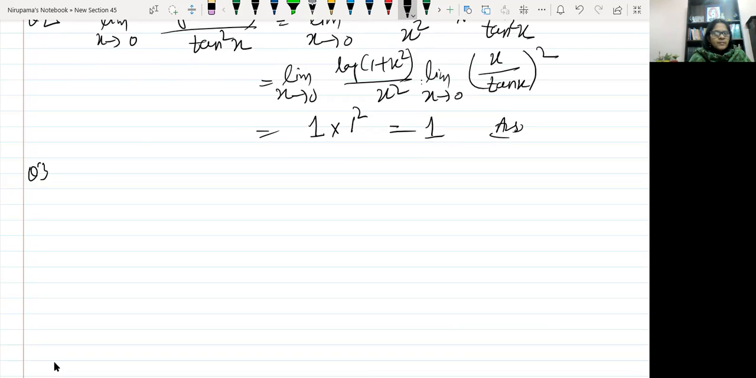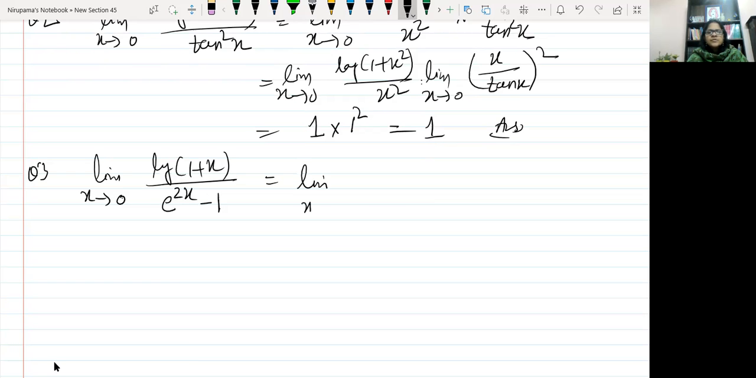maybe quickly we can just check it. If I write here, limit x approaches 0, log(1 plus x) divided by e to the power 2x minus 1. So this is limit x approaches 0, let us reduce this to standard form. Log(1 plus x), we need x here, right? Into x, e to the power 2x minus 1.